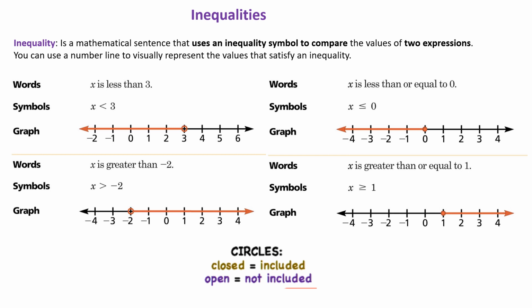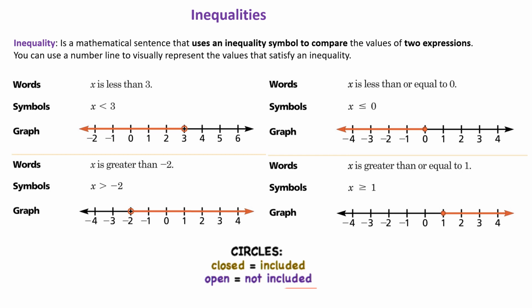What I would like for you to do as a takeaway from this is notice that you see circles. If there's a closed circle, that just means that that number is included. You look here on the left, x is less than 3. The open circle is just telling you that 3 is not included in that solution. So x will not be equal to 3, but it'll be everything less than 3.